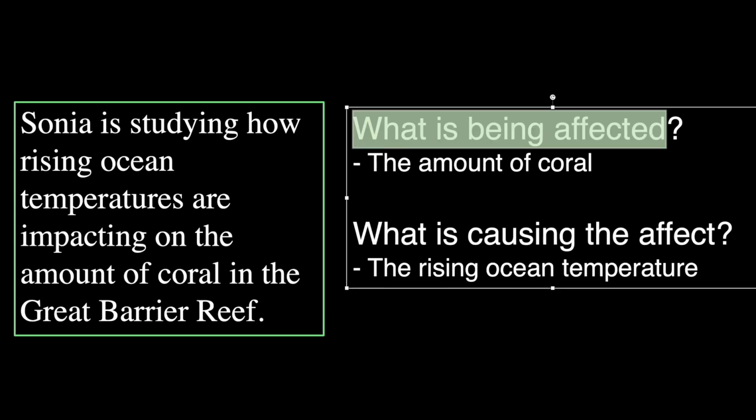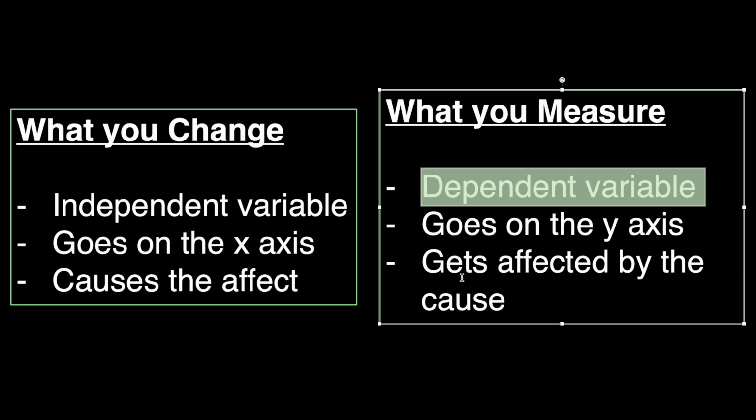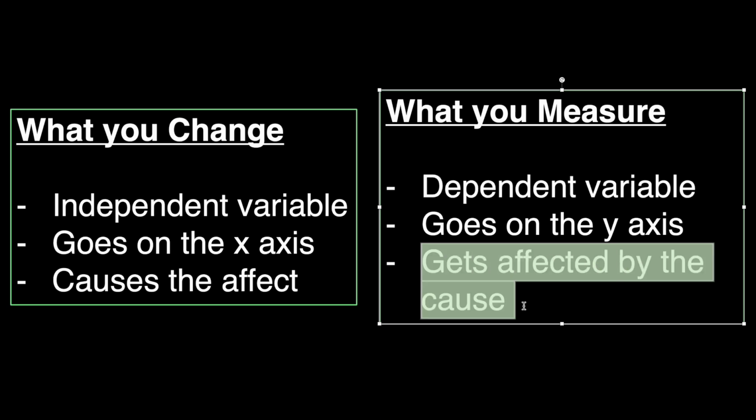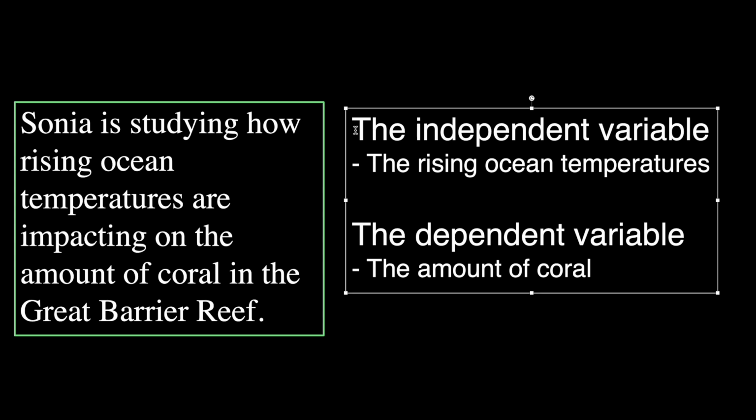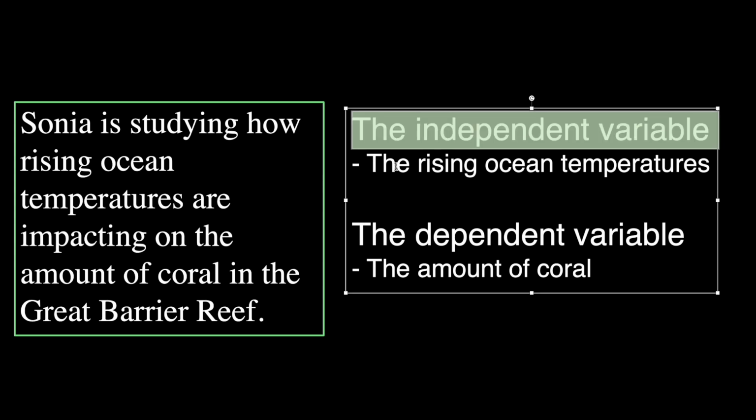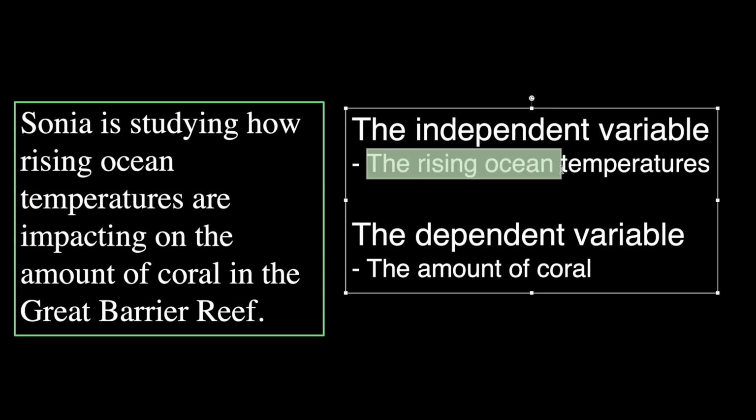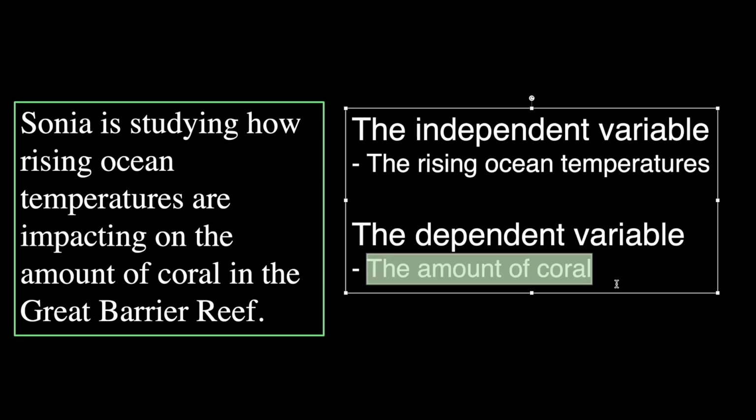What is being affected? That is our dependent variable. It gets affected by the cause. And what is causing the effect? That is our independent variable. It's causing the effect. So these have been switched around now. Our independent variable is the rising ocean temperatures. Our dependent variable is the amount of coral.